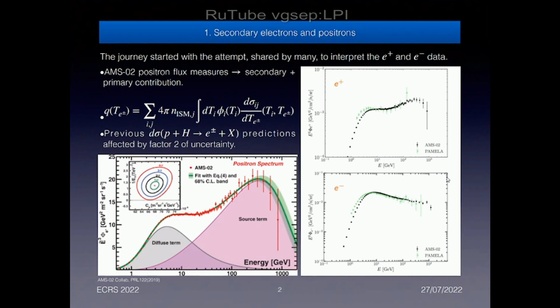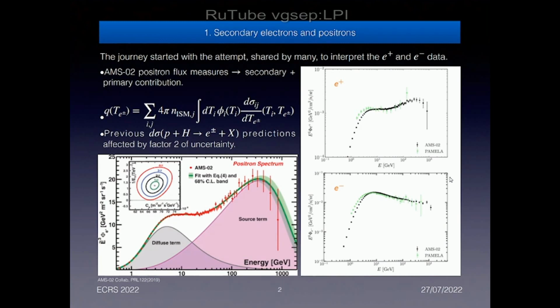In particular, the source term that describes the secondary production of these particles can be described with this formula that enters in the propagation equation, where you see this term, the dσ/dT, that is the energy differential production cross-section of electrons and positrons from the interaction of a nucleus I over a target J. If you collect all the available parameterizations that are still used today for the production of electrons and positrons from a proton over hydrogen collision, you can basically obtain a factor of 2 of uncertainty on the total normalization of the secondary positron flux.